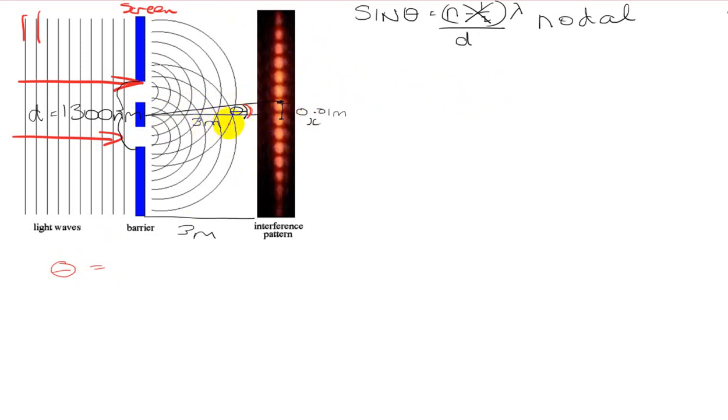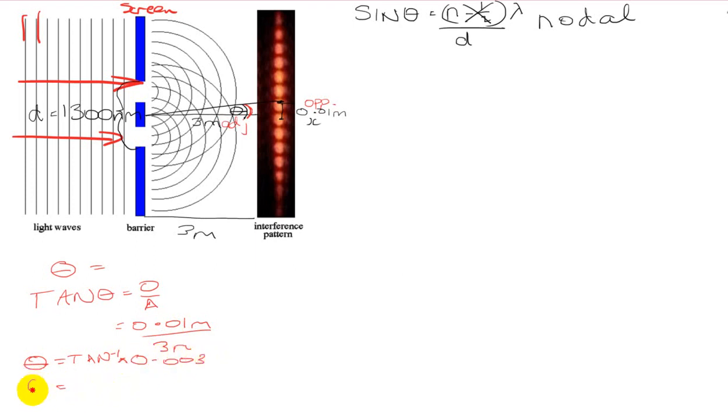Well, we've got this side here, which is our adjacent side. We've got this one over here, which is the opposite side. And if we go back and look at a bit of trig, we know that tan of theta is equal to the opposite over adjacent. In this case, the opposite side is 0.01 meters divided by the adjacent side, which is 3 meters. If I work that out, theta equals tan to the minus 1 of 0.01 divided by 3, which is 0.003, then theta is going to work out to be 1.91 degrees. Now that's important, that number there.